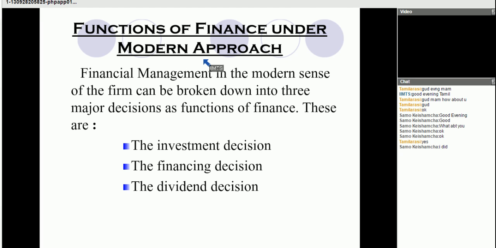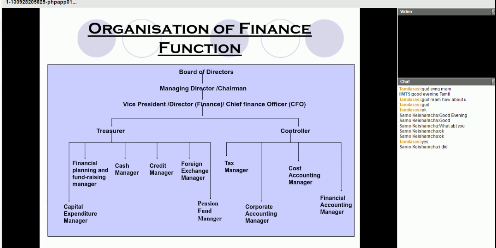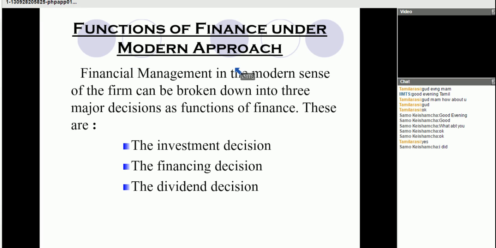Alright. So the functions of finance under the modern approach are three types. The first is investment decisions, then the financing decision, and the dividend decision. And these three are equally important. And in the next 2 PPTs which I have uploaded, we'll be discussing the investment and the dividend decisions in detail.